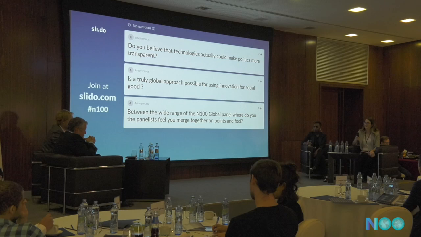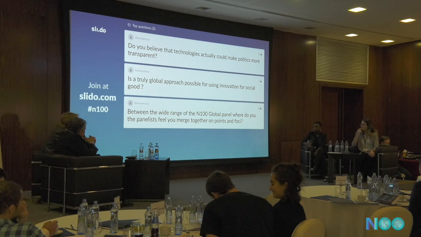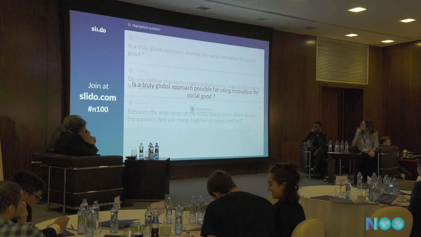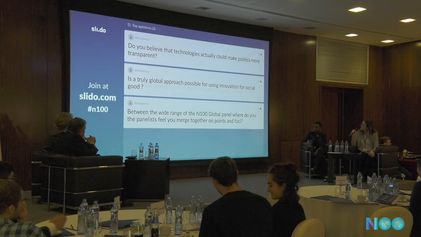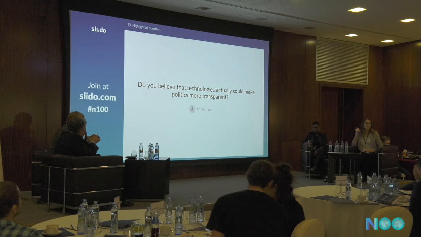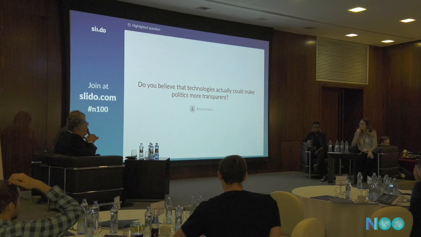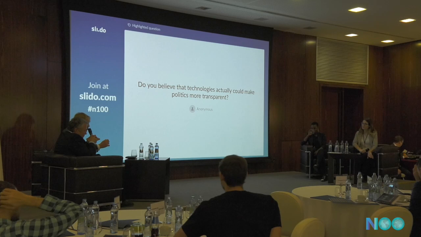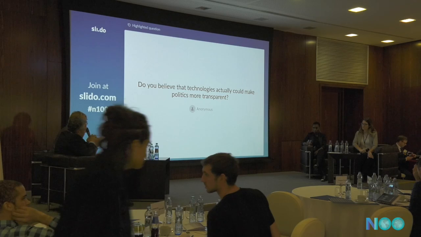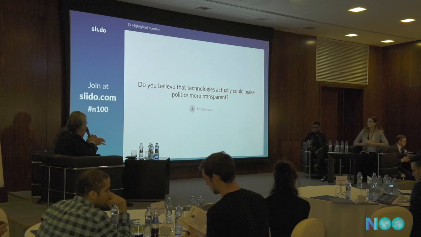Is a truly global approach possible for using innovation for social good? There was a question before about transparency. Do you believe that technology could make politics more transparent? Indeed, absolutely. That is one of the amazing features we have. Now, imagine China, and imagine the assumption that people do have free access to the internet. With decentralized objective technologies, we can just run a social game, regardless of the Chinese government, unless it's a total dictatorship, unless they prohibit people by brute force from having access to the internet. If people have free access to the internet, they can express their opinions.